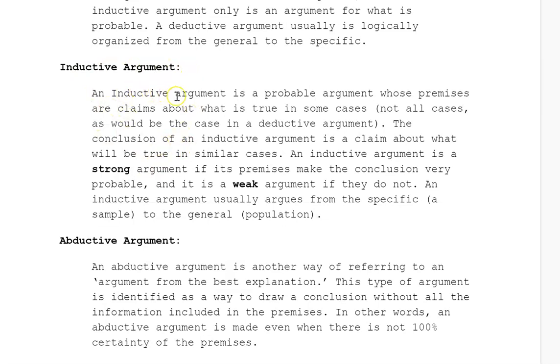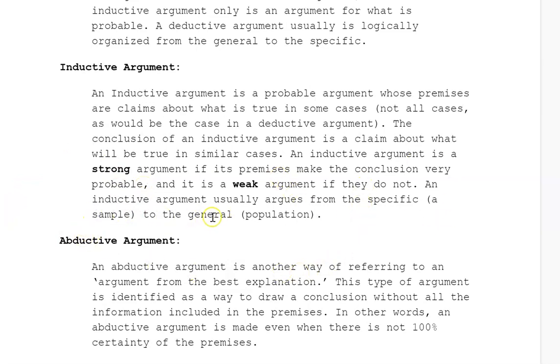Okay, so then we have an inductive argument. An inductive argument is a probable argument whose premises are claims about what is true in some cases, not all cases, as would be the case in a deductive argument. So the conclusion of an inductive argument is a claim about what will be true in similar cases. Okay, so an inductive argument is a strong argument if its premises make the conclusion very probable, and it is a weak argument if they do not.